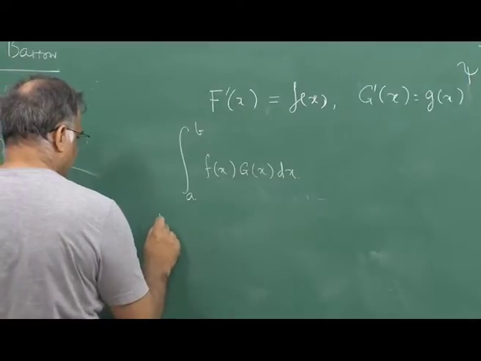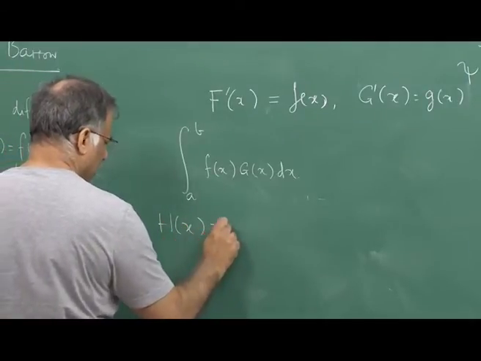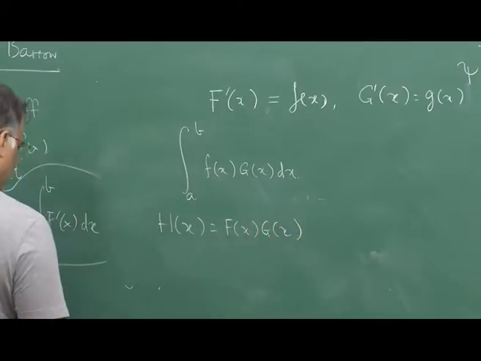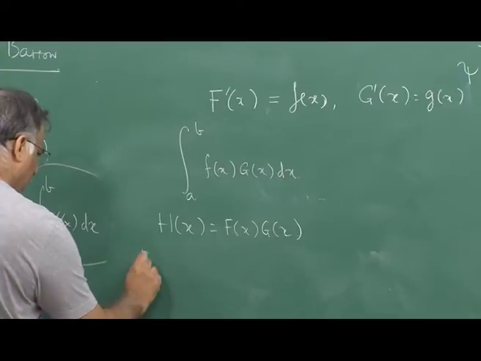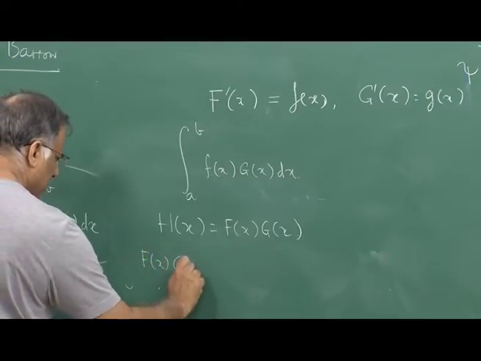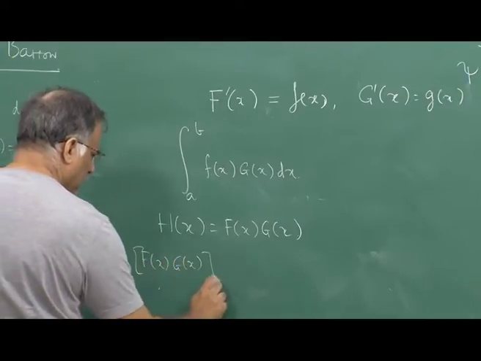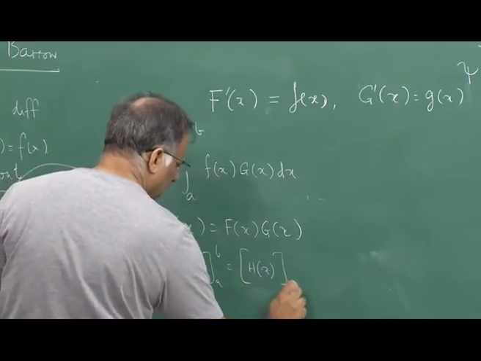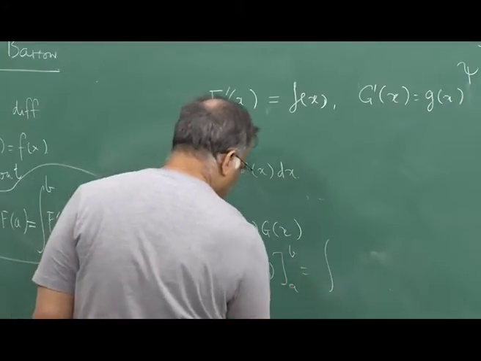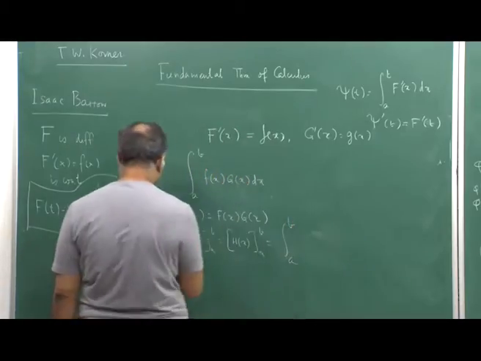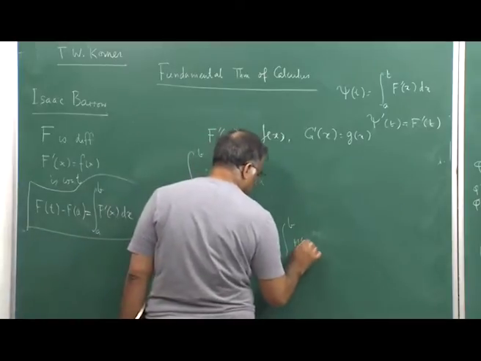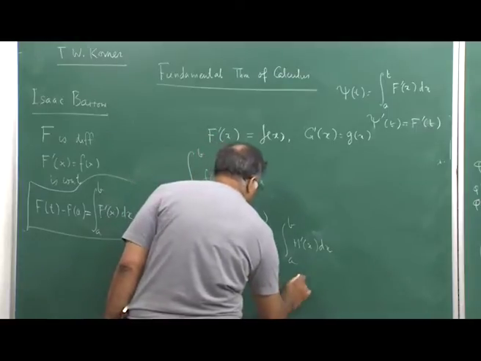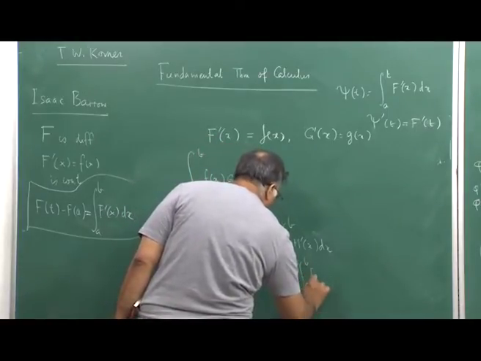So define h(x) = F(x) G(x). Then the integral of h'(x) from a to b, which is h(x) from a to b, by the theorem, assuming every condition holds, is the integral of h'(x) dx. And what is h'(x) dx?